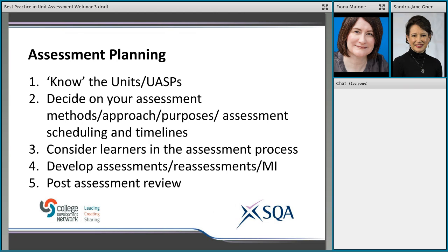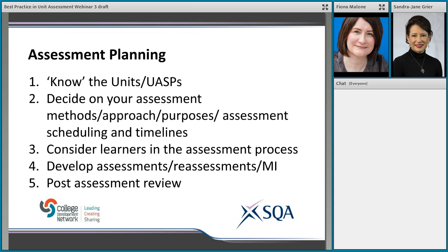So the first thing here that's really important is that you really know your units and also any unit assessment support packs or higher national assessment support packs that you're actually working with. One of the things that I would stress that you look at are the history of changes pages, and those appear at the very end of the unit specifications. And it's also good practice to ensure that you are regularly checking the SQA website and checking the history of changes pages in case there have been any updates or clarifications that have come through the verification process.